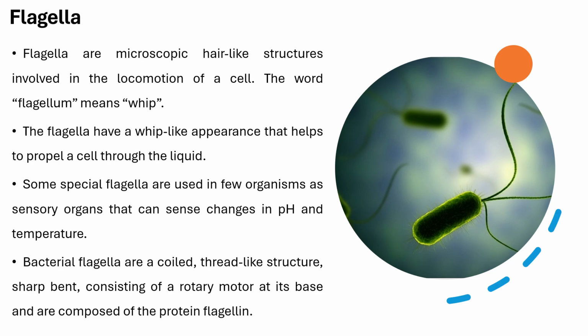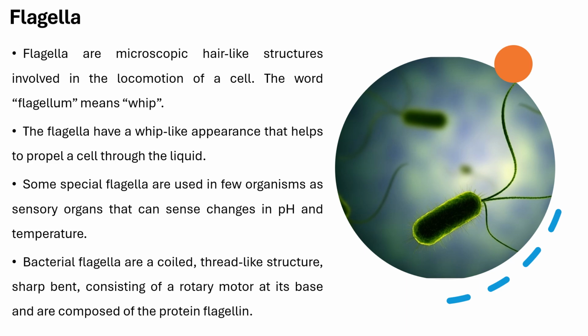In this video, we will discuss the flagella in bacterial cells, their structure, types and function. First, we will see what flagella are. They are microscopic hair-like structures involved in the locomotion of the cell. The word flagella means whip. The flagella have a whip-like appearance which helps to propel the bacterial cell even through a liquid medium.